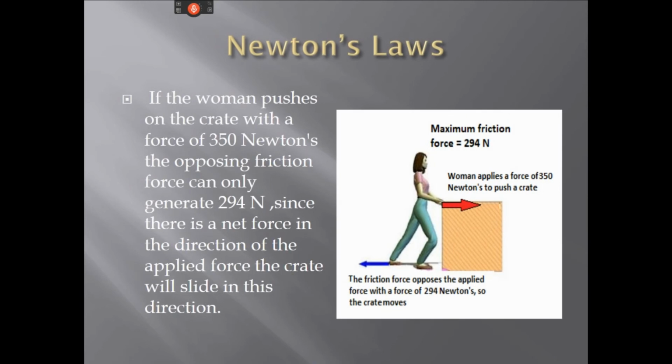If the woman pushes on the crate with a force of 350 newtons, the opposing friction force can only generate 294 newtons. Since there is a net force in the direction of the applied force, the crate will slide in this direction.